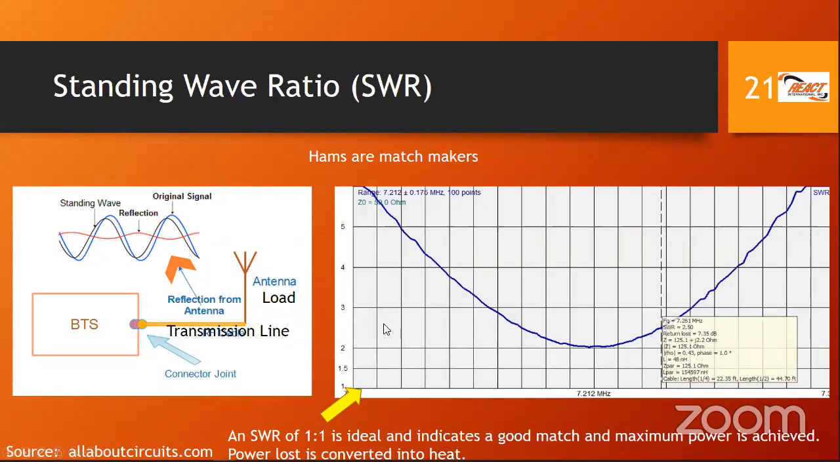Some people operate their transmitters on HF at 3 to 1 and so on, but you're losing a lot of power and you're heating up your equipment unnecessarily. And depending on how high it is, you might even end up damaging your equipment. So you want a low SWR.